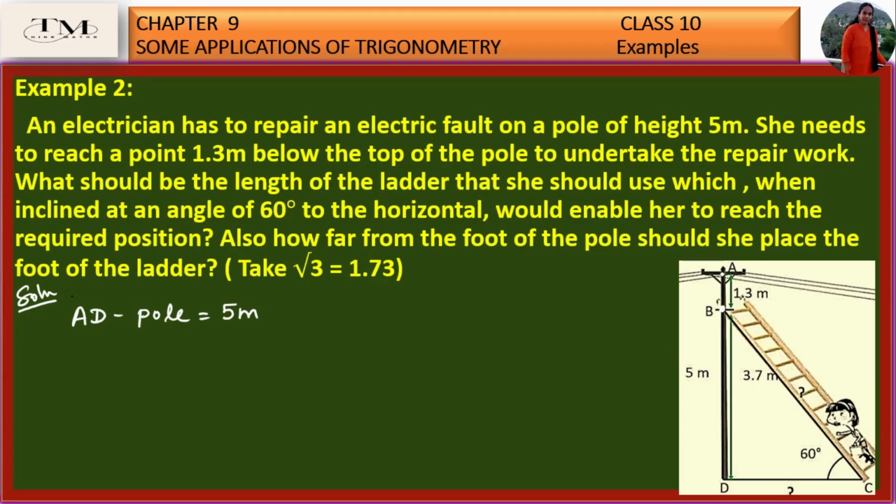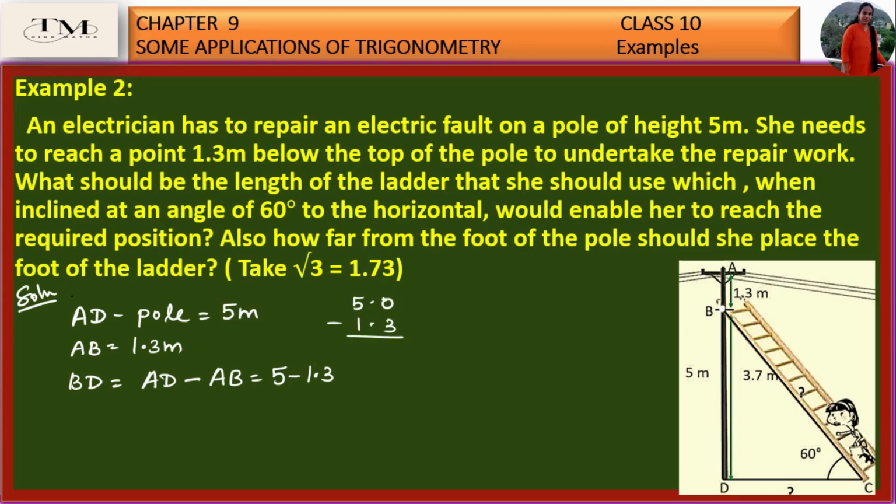What is given? The distance between the top of the pole and this point is 1.3 meter. So AB is equal to 1.3 meter. Now what will be BD? BD is nothing but total distance AD minus AB. So it is 5 minus 1.3. What is 5 minus 1.3? 5 is nothing but 5.0 minus 1.3.